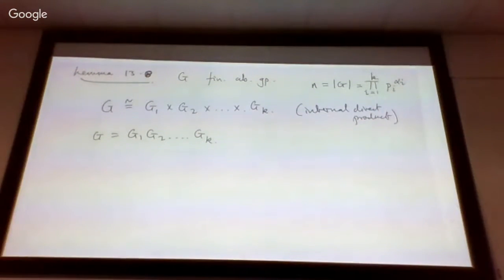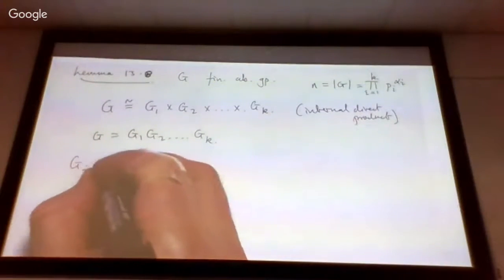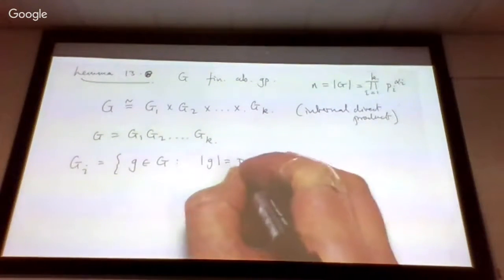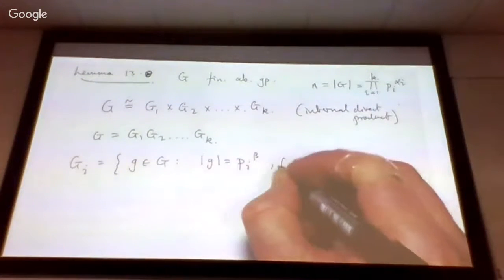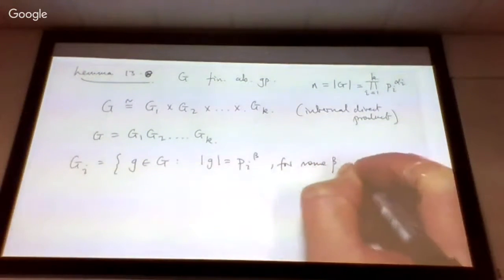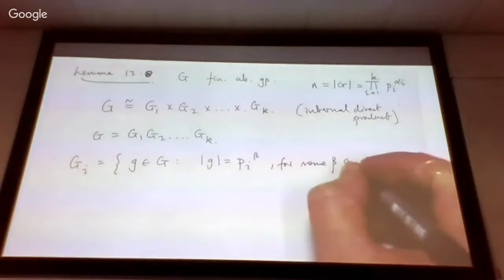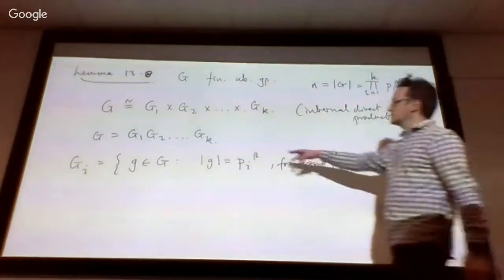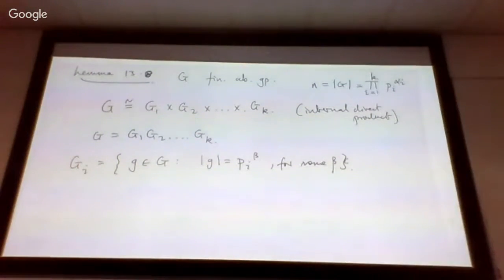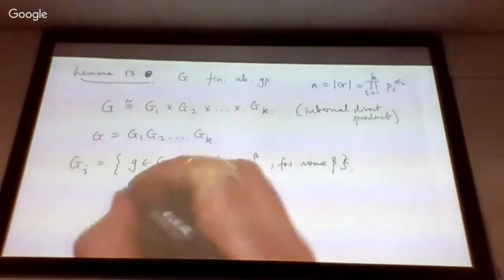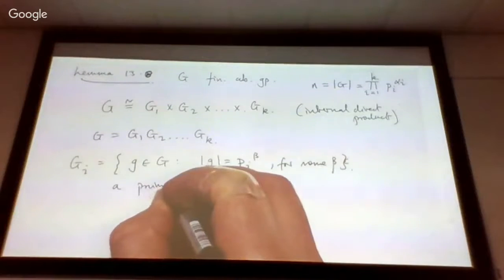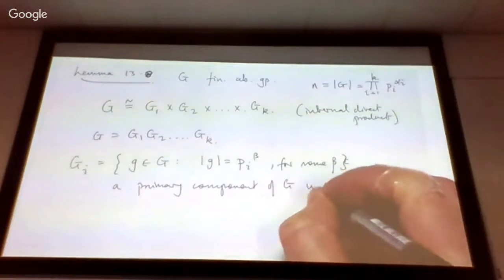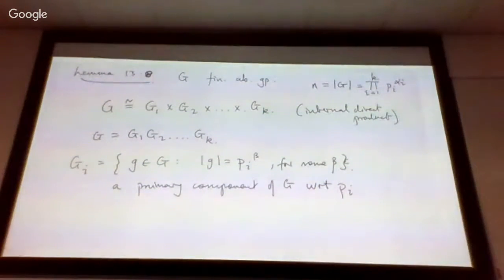Okay? Because these are all subgroups. So the GI is defined to be the set of all the elements from G such that the order of the element is some power of PI, some beta, obviously an integer. And this is called a primary component of G with respect to the prime PI.